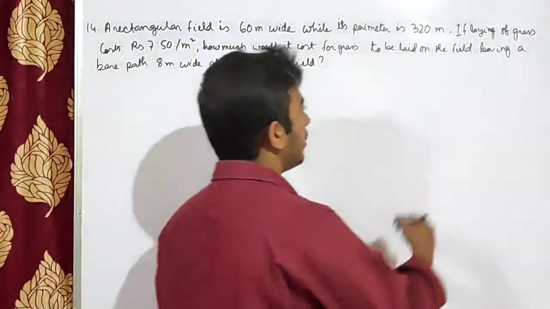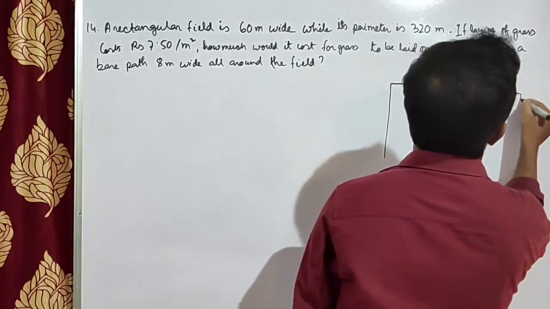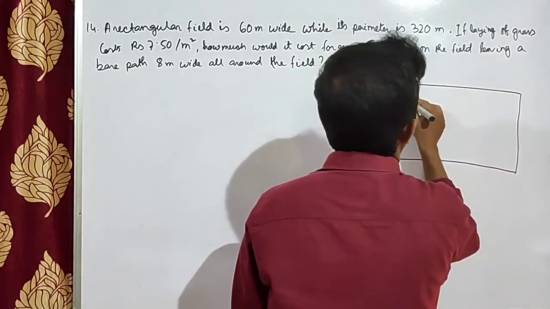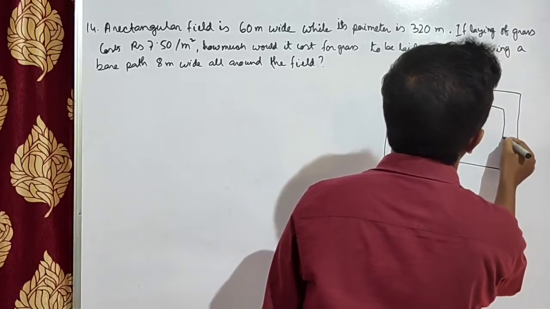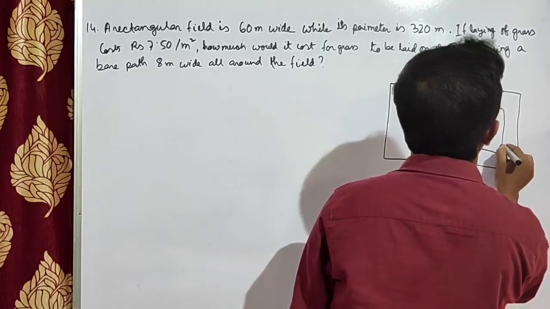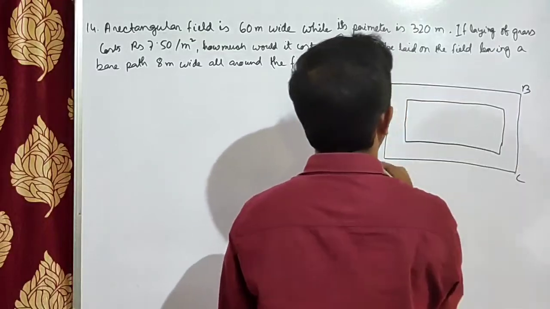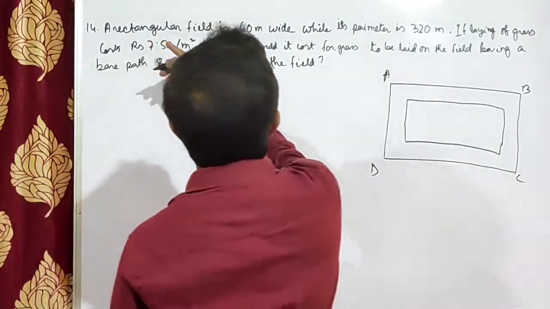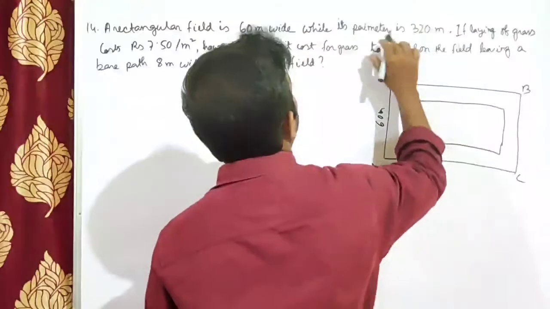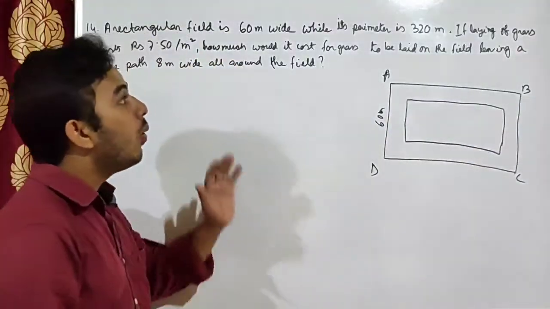Let me first draw the shape of the field, and then you will understand it better. This is our rectangular field, and we want to grow grass on the field. Suppose this is A, B, C, D. The width is 60 meter. From the perimeter we have to find its length. So we will find its length. After finding the length, what is asked?